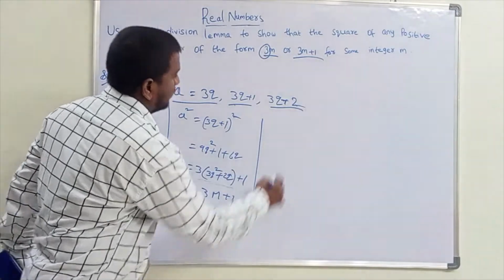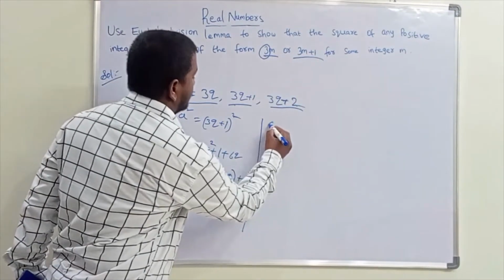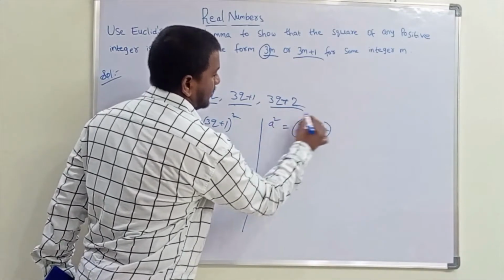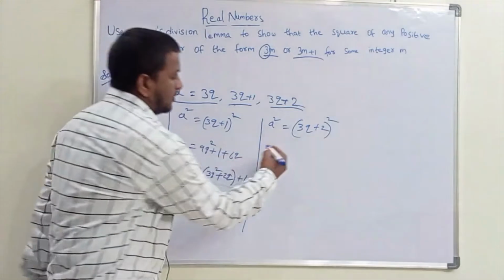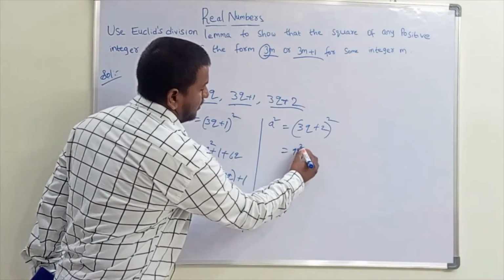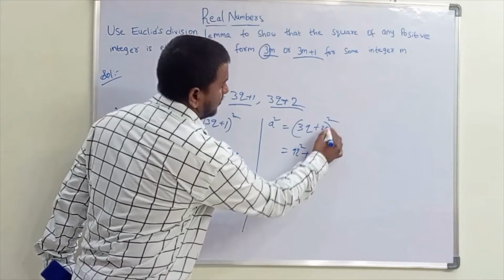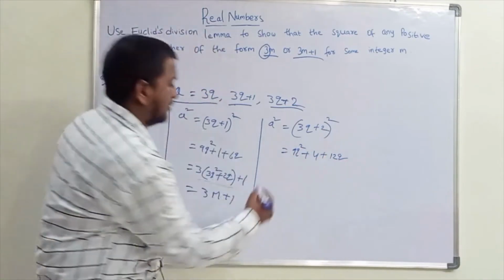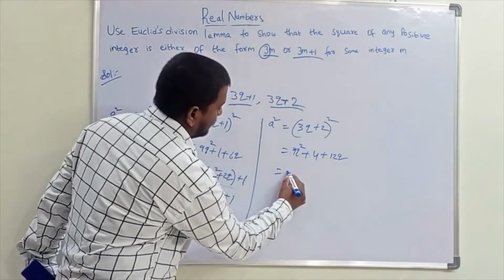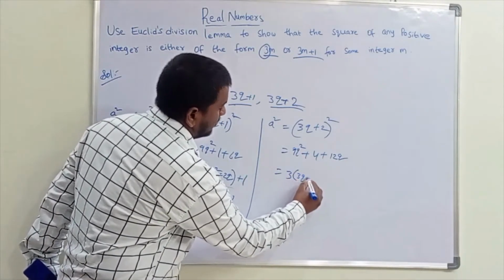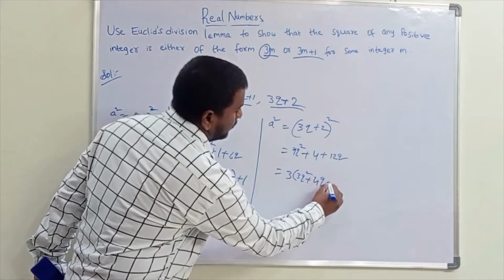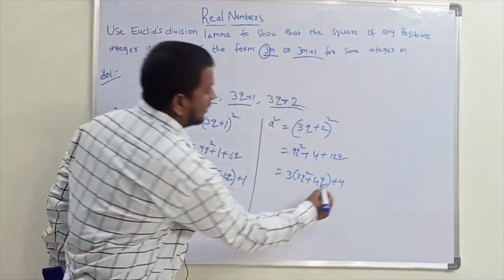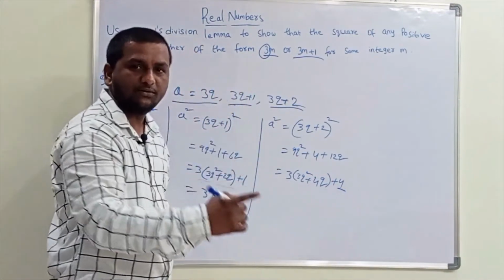Let's try now with 3q plus 2. How does it turn out to be? a is equal to 3q plus 2. Let's take the square. Similarly here also, 9q squared plus 4 plus 12q. Let's take the 3 common here: 3 times 3q squared plus 4q, plus 4 is here. But we need to prove it in the form of 3m plus 1, right? We can write it like this. This 4 can be written as 3 plus 1, right?